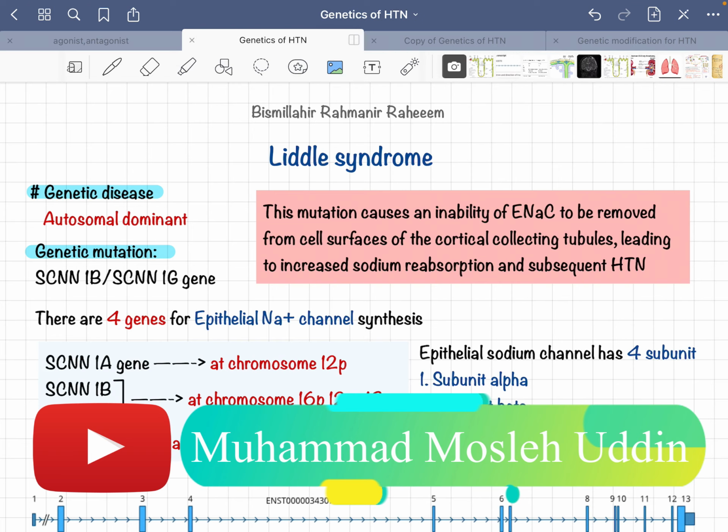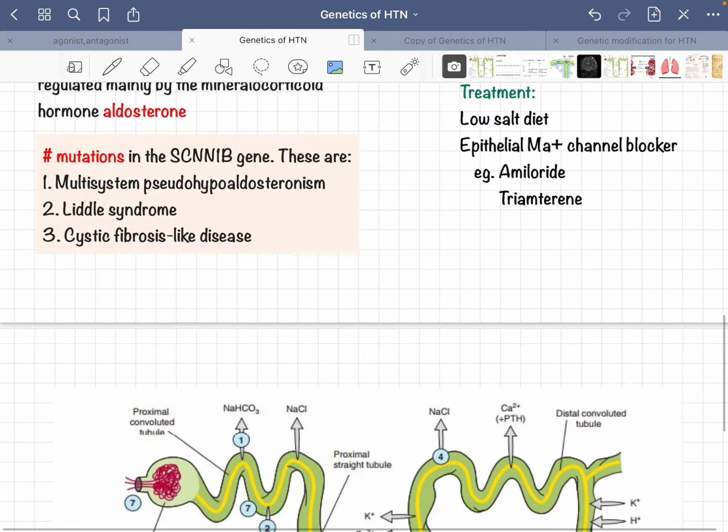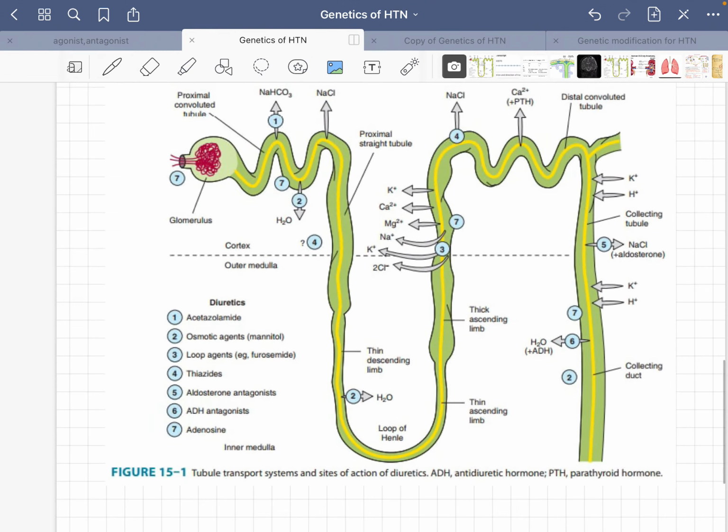All of you know that this syndrome leads to primary hypertension. That means the hypertension is caused by genetic mutations in your chromosome. Okay? So let's start. At first I want to show you the nephron.